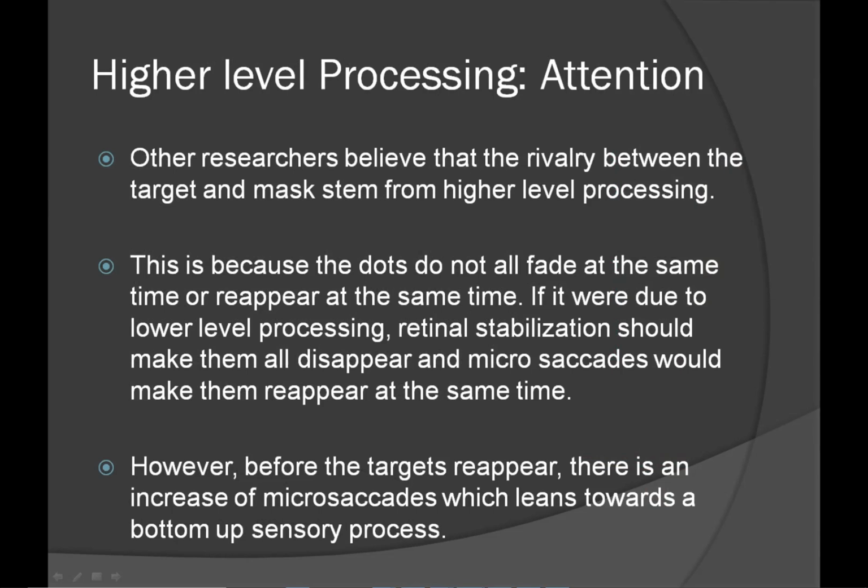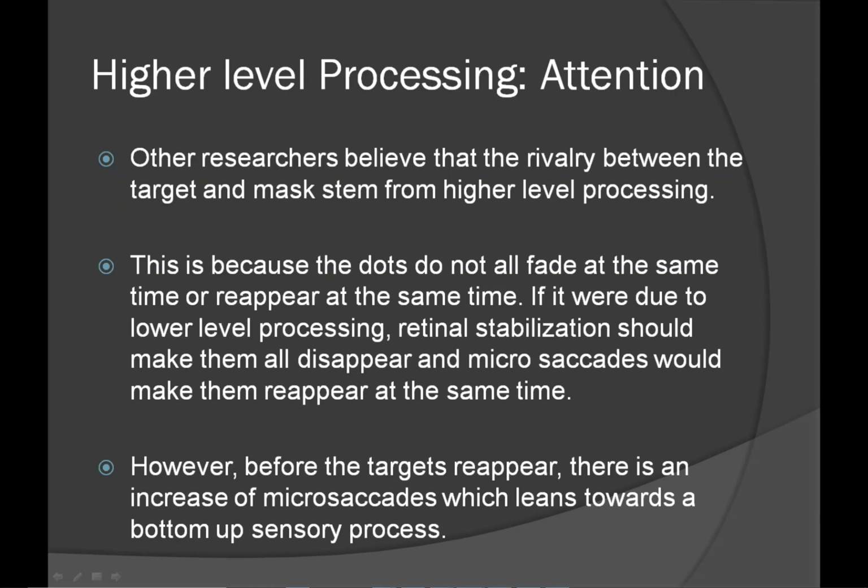These are all lower-level processes. Viewpoint is sometimes one dot disappears, other times more than one. Also, they may not always reappear at the same time. If retinal stabilization was the sole cause of motion-induced blindness, fixation would stabilize all the dots equally, which would then make them disappear at the same time.